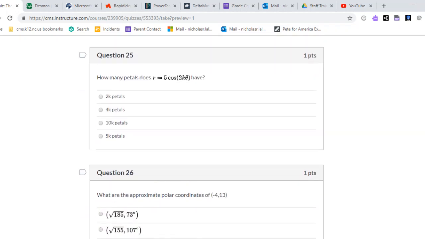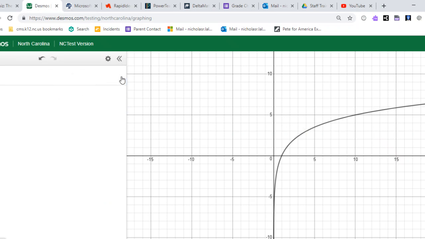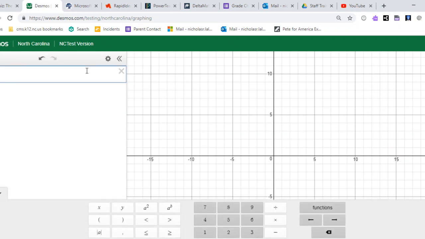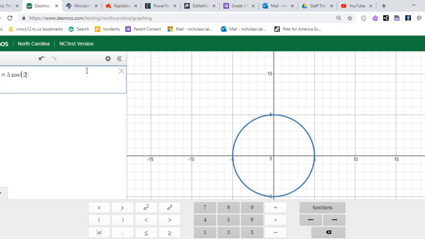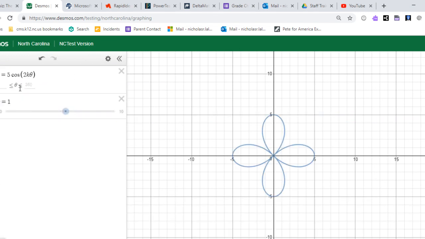Question 25. How many petals does r equals 5 times the cosine of 2k theta have? Well, let's put in the function. R is equal to 5 times the cosine of 2k theta. We need to add a slider k. When k is equal to 1, we have 4 petals.